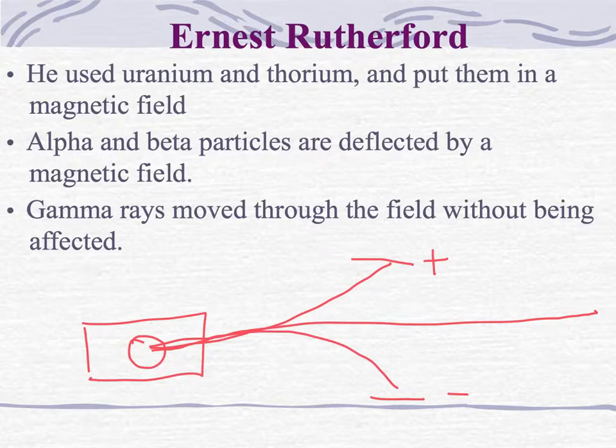Now which particle do you think was attracted to the positive plate? That would be beta, because beta is negative and opposites attract. Therefore, it is alpha that was attracted to the negative plate. Since alpha has a positive charge, it is attracted to the negative plate. And then gamma, since it has no charge, it's neutral, it passed straight through.